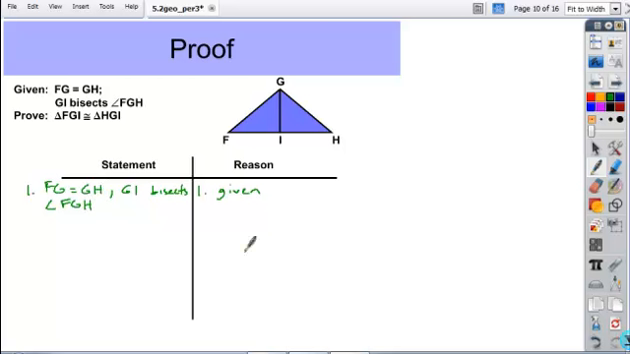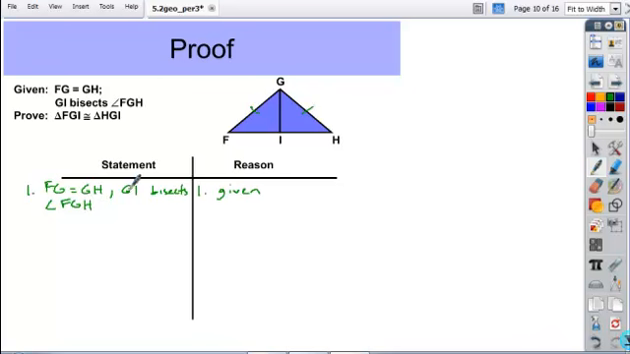As always, we're going to begin by just copying down our givens in the exact form that they appear. So don't interpret it. They tell you that GI bisects angle FGH. That tells you some more specific information, but don't interpret it in this step. We'll interpret it in a separate step. So I can label FG and GH.